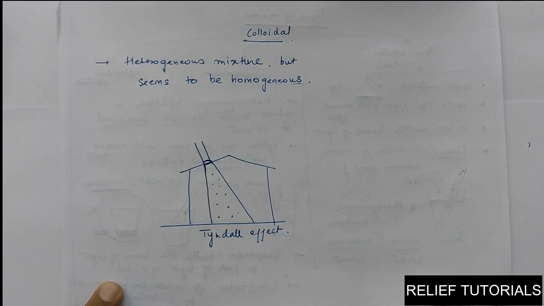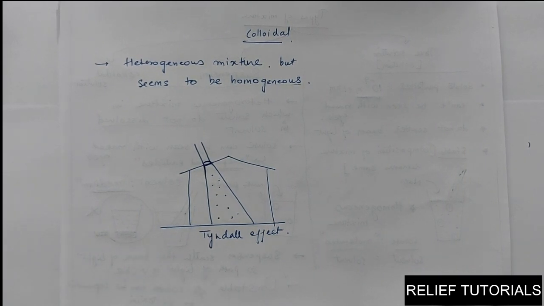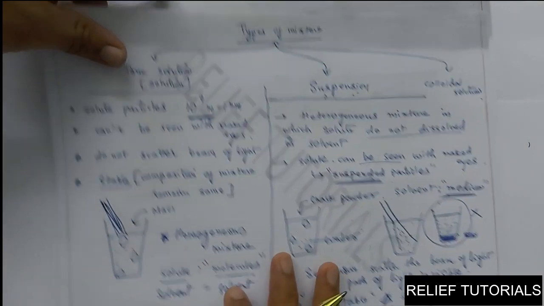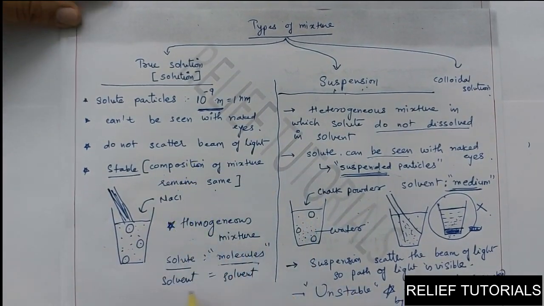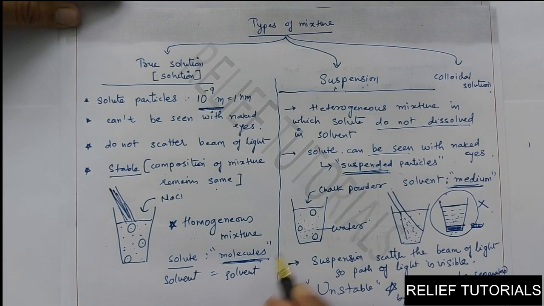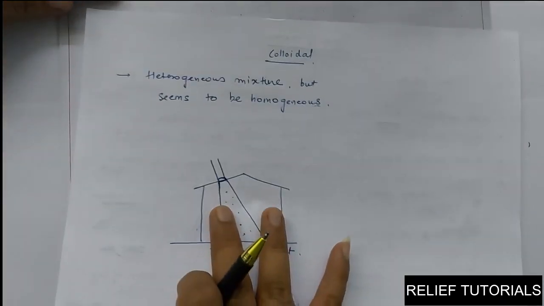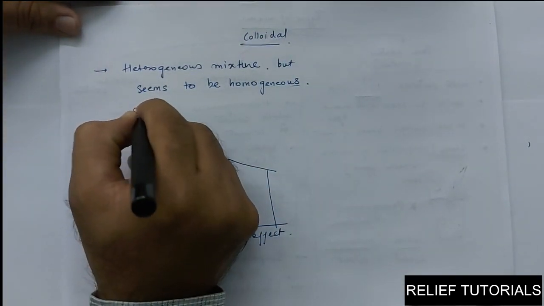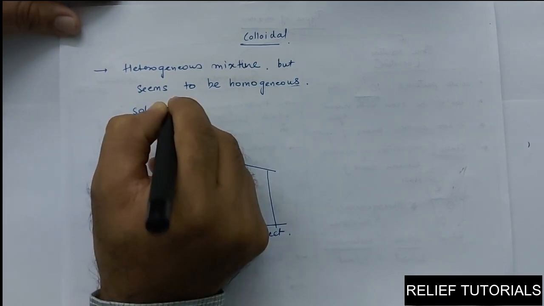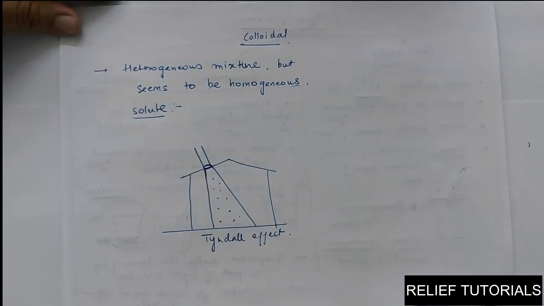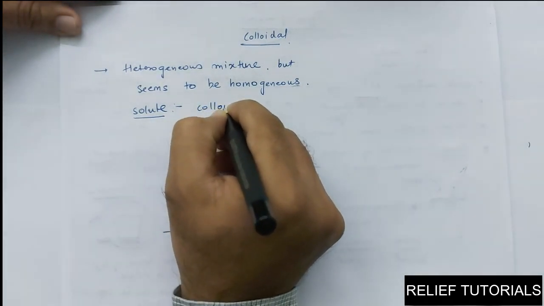Which effect is called as Tyndall effect? When the light rays are scattered by this type of small particles. Already we discussed that in the solution, the solute particles are called as molecules. In suspension, solute particles are called as suspended particles. Here, the solute particles, listen to me, it is very important. Solute particles are called as colloidal particles.